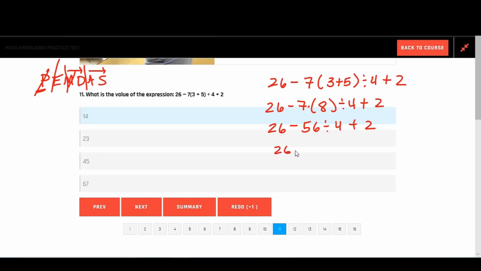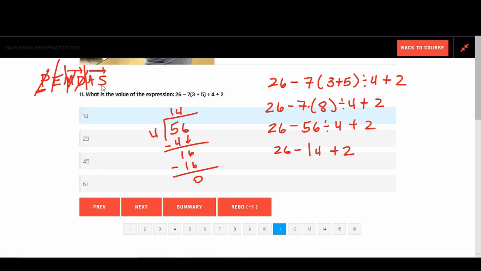We got 26 minus 56 divided by 4. 4 goes into 5 one time without going over. 4 times 1 is 4. 5 minus 4 is 1. Drop down this 6. 4 goes into 16 4 times without going over. 4 times 4 is 16 with no remainder. So 56 divided by 4 is 14 plus 2. So multiplication and division are taken care of.